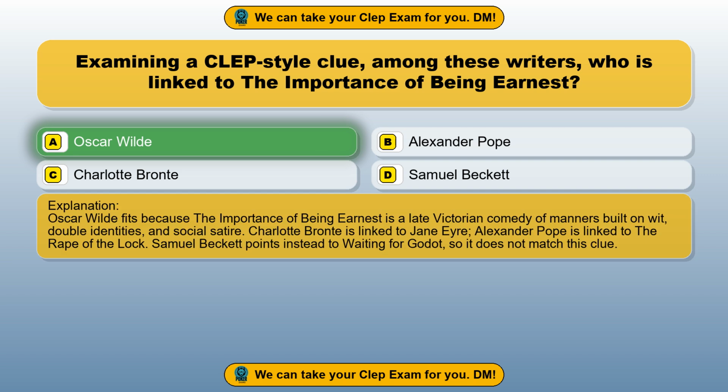Oscar Wilde fits because The Importance of Being Earnest is a late Victorian comedy of manners built on wit, double identities, and social satire. Charlotte Bronte is linked to Jane Eyre, Alexander Pope is linked to The Rape of the Lock. Samuel Beckett points instead to Waiting for Godot, so it does not match this clue.